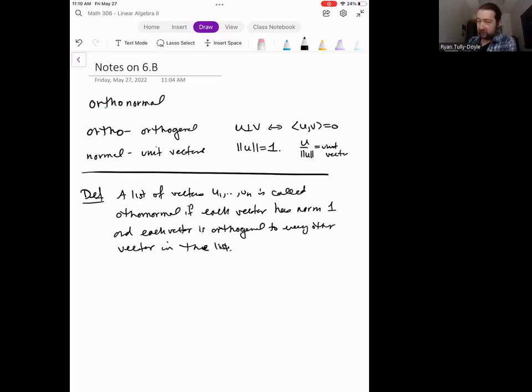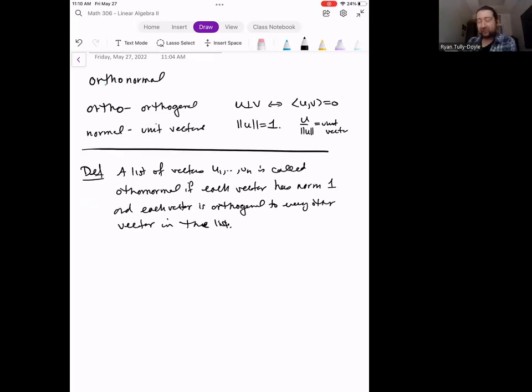So, the easiest example I can think of for an orthonormal list would be something like (1, 0), (0, 1), say in elements of F2. Of course, the length of each one of those vectors is 1. And if you take the inner product of (1, 0) with (0, 1), you get 0 plus 0, which is 0. And so clearly they're orthogonal to each other. Not surprising.